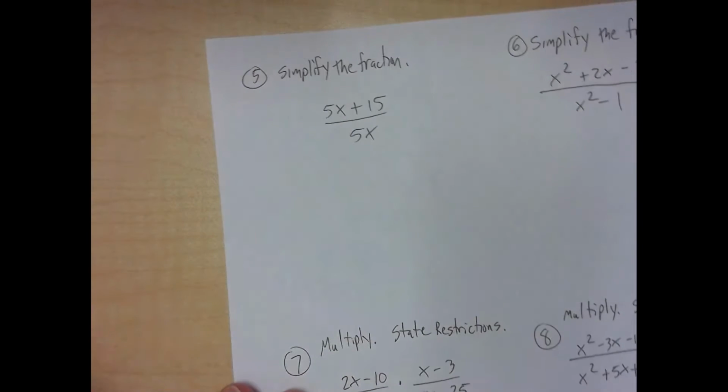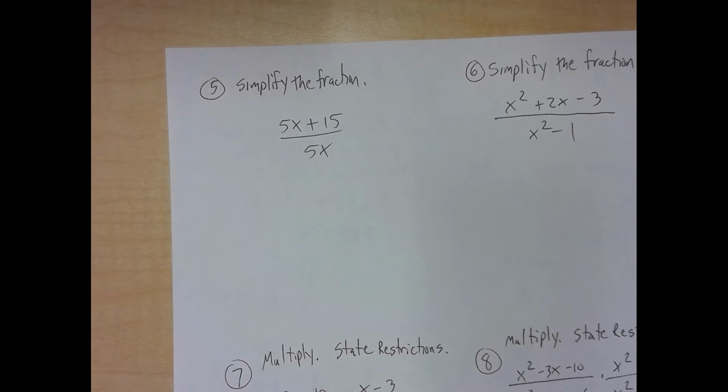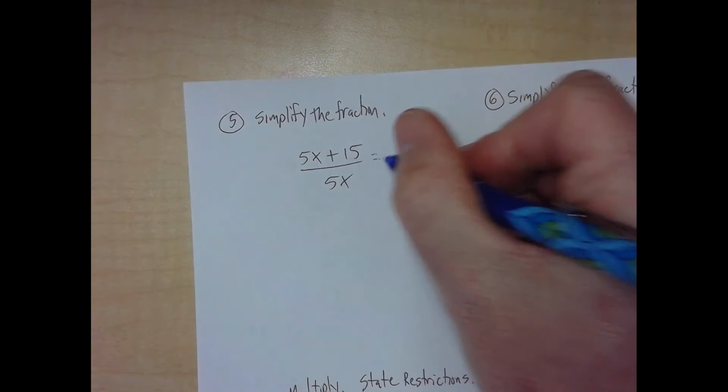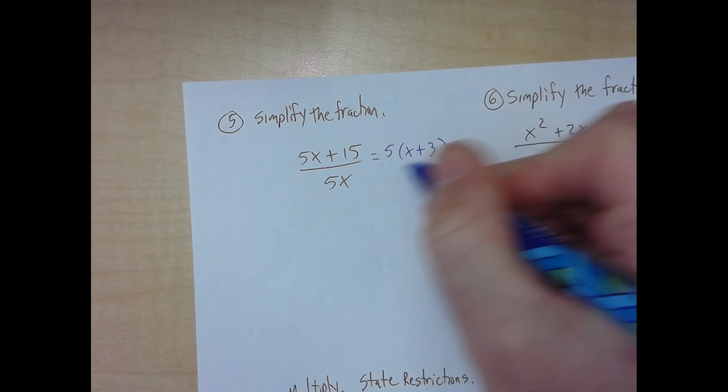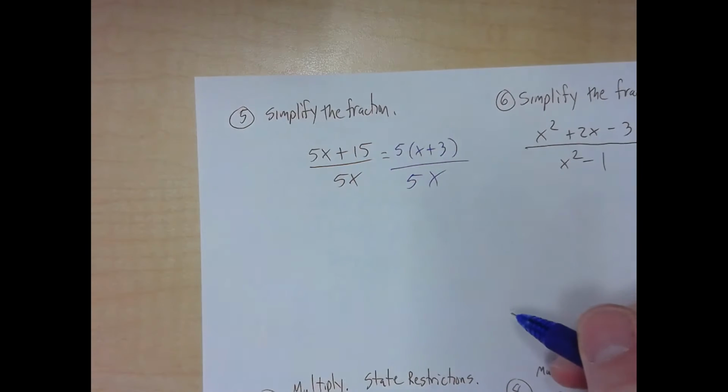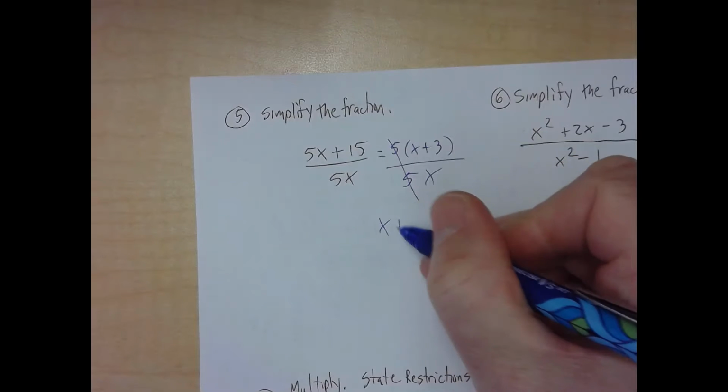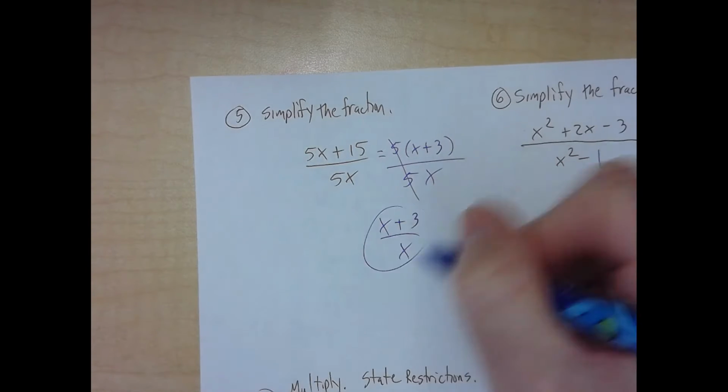Okay, question number 5, it says simplify the fraction. We simplify fractions by factoring. So there's a common factor of 5 here, so it comes out. And then 5 right there. Then we know 5 divided by 5 is 1. So the answer is x plus 3 over x.